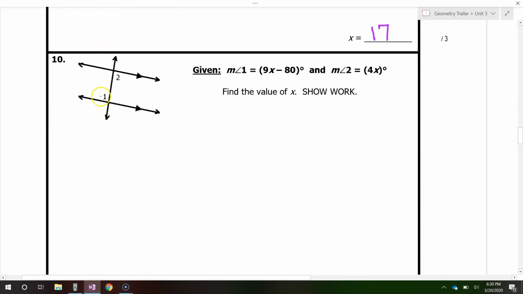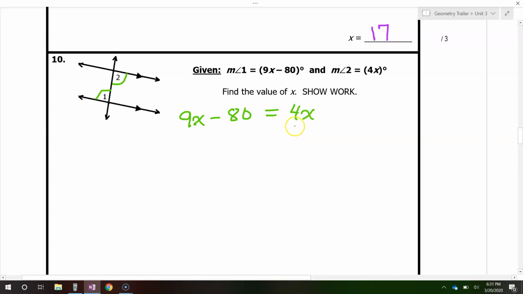Now, angles like 1 and 2 are called alternate interior angles. Again, maybe you can see the sort of backwards Z that's happening. The corners of this backwards Z should be congruent as long as the lines are parallel. So angle 1 and angle 2 should be equal to each other. So I'm simply going to set these equal to each other. So that will give me 9x minus 80 is equal to 4x.